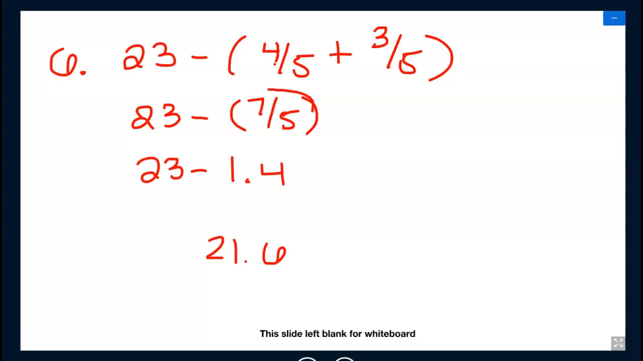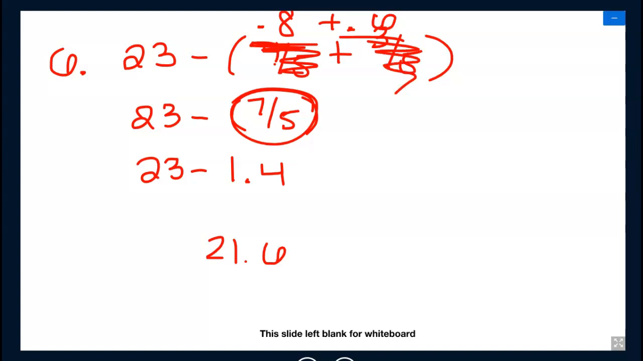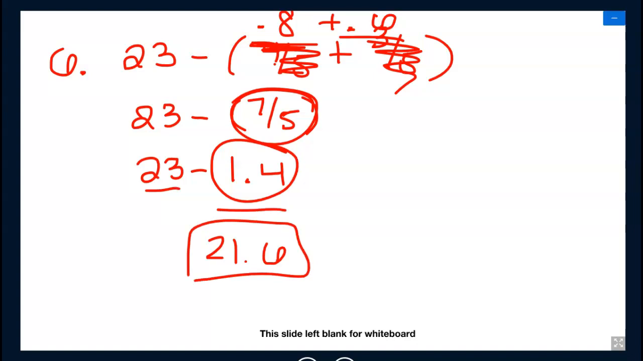So this is division. Order of operations says we divide first. So what you could do is turn 7 divided by 5 into a decimal. You could even have done that up here with the 4/5 and the 3/5. So 4/5 is 0.8. 3/5 is 0.6. So you could have added 0.8 and 0.6 together instead of the fractions to get 1.4. Now we all know that 23 take away 1.4 should be 21.6.